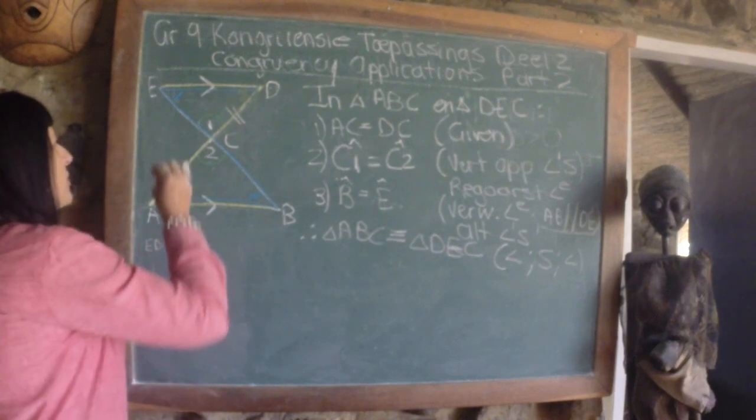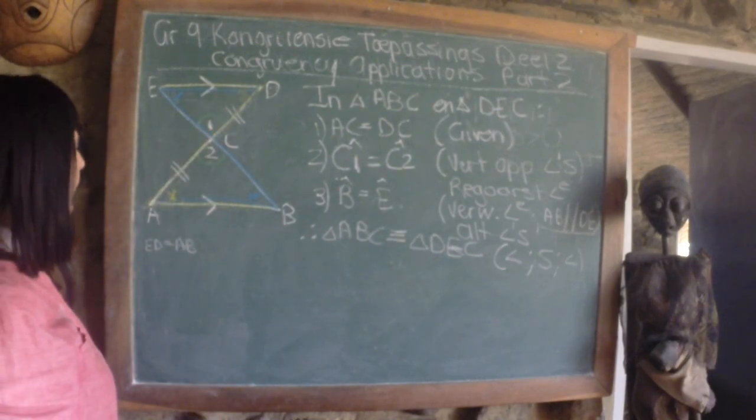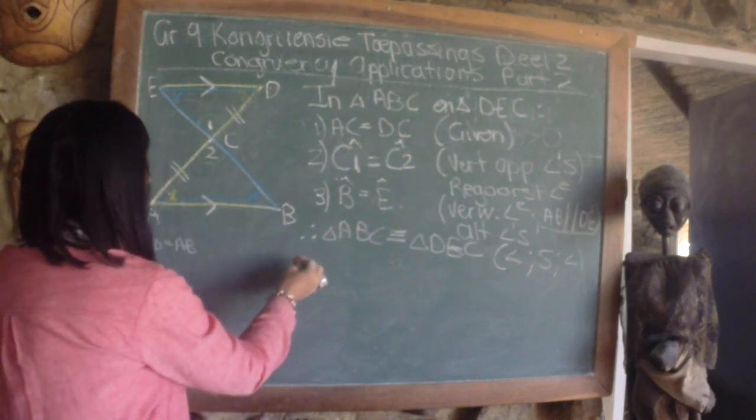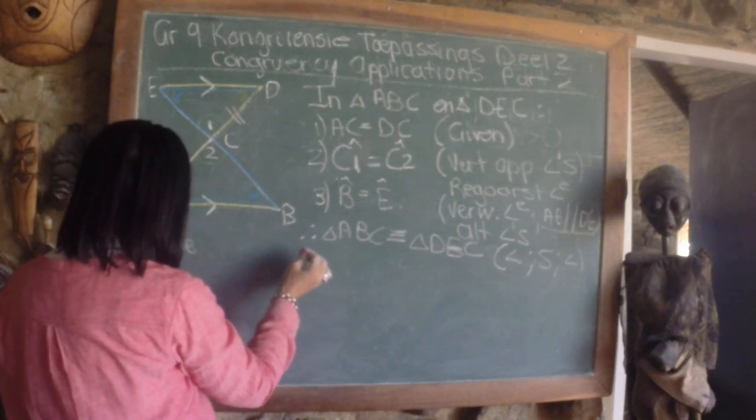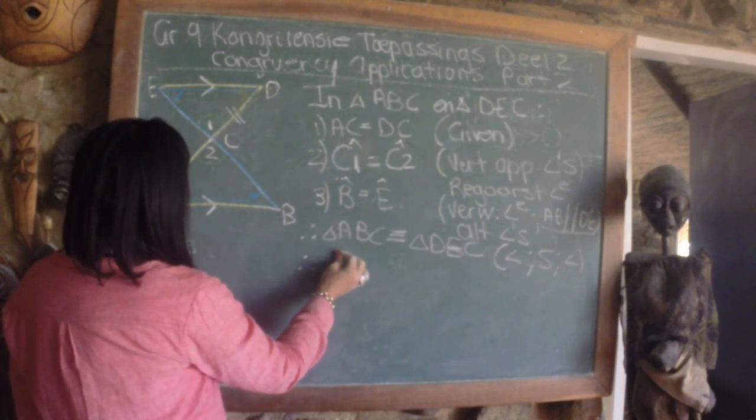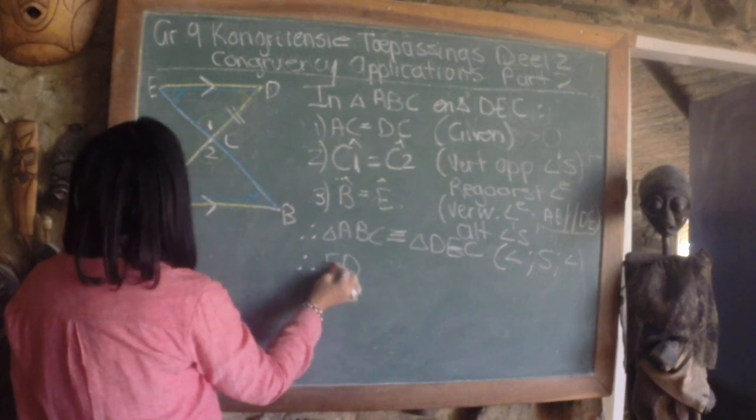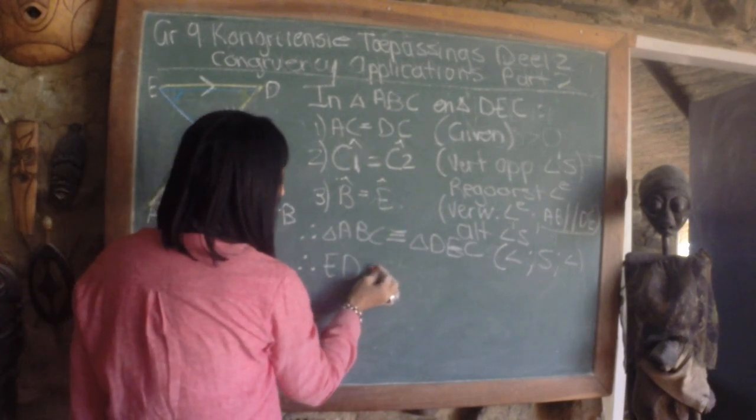I've proven that the two triangles are identical. And therefore, because of that, I can say that ED must equal AB.